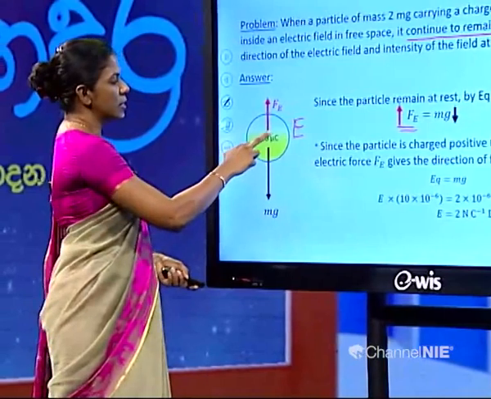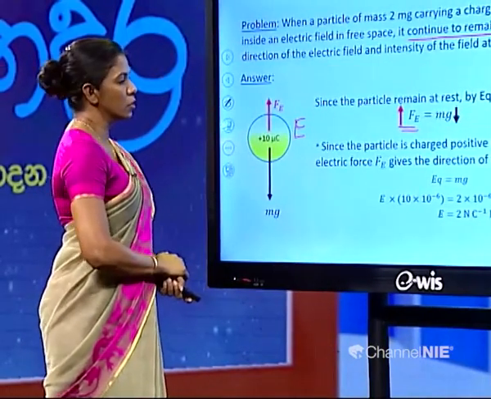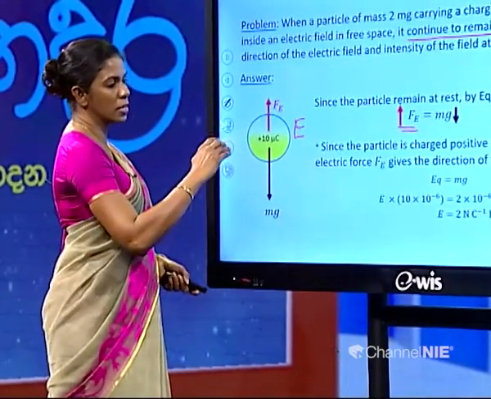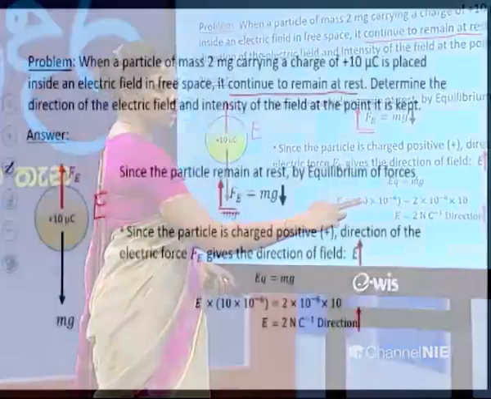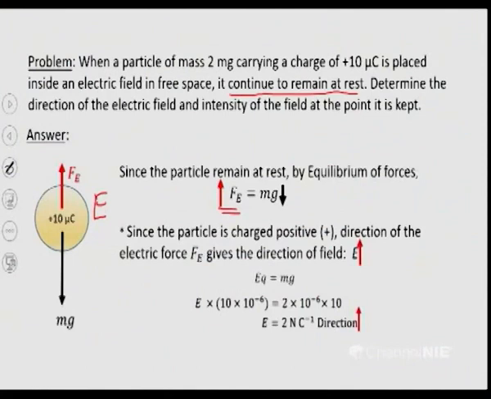Charge, it is a 10 microcoulomb charge. Converting microcoulomb to coulomb, 10 microcoulomb is 10 times 10 to the power minus 6, written in coulomb. That is the electrostatic force, which is equivalent to the weight of the particle. Weight is 2 milligrams, so 2 milligrams converted to kilograms, and further converted to newtons. So, the electrostatic force is balanced by the gravitational force. When you solve it, you come to a value of 2 newtons per coulomb.